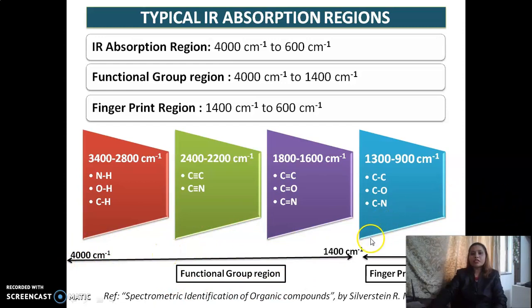The fingerprint region starts from 1400 to 600 centimeter inverse, where only bending vibration will take place. Generally, compounds which have the same functional groups, for example ethanol and methanol, cannot be differentiated in the functional group region. So for this type of compound, we use the fingerprint region so that we can differentiate the compounds, because both compounds have different bending vibrations.